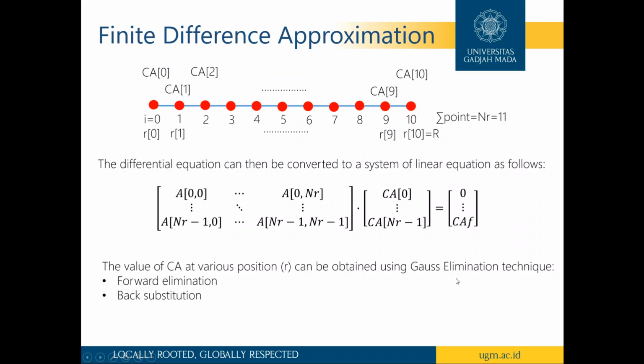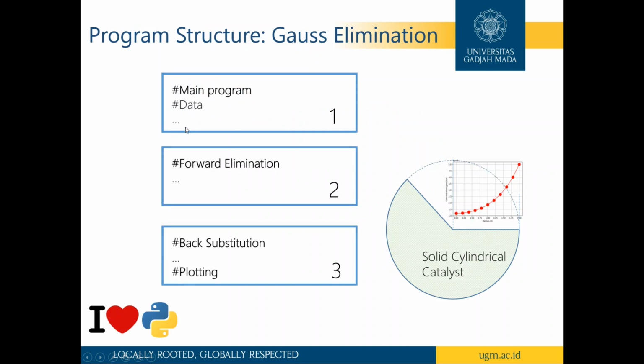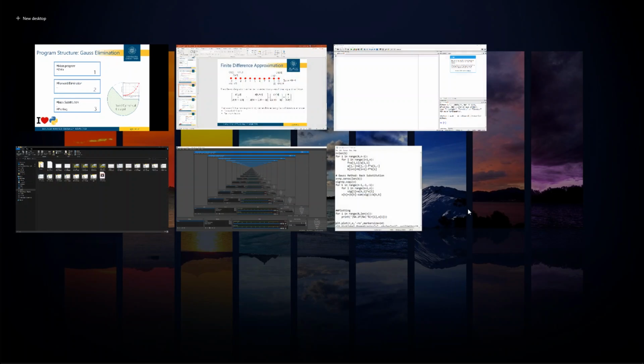The value of Ca at various positions as a function of radial position can be obtained using the Gauss elimination technique that consists of 2 steps: forward elimination and back substitution. So the program structure for Gauss elimination: we will have a main program, we will provide all the data that we have here, and then we will do forward elimination and then back substitution to get the result, something like this. Alright, now let's move to Spyder.